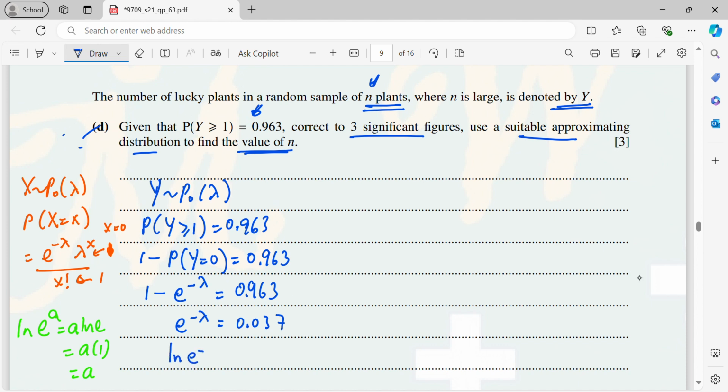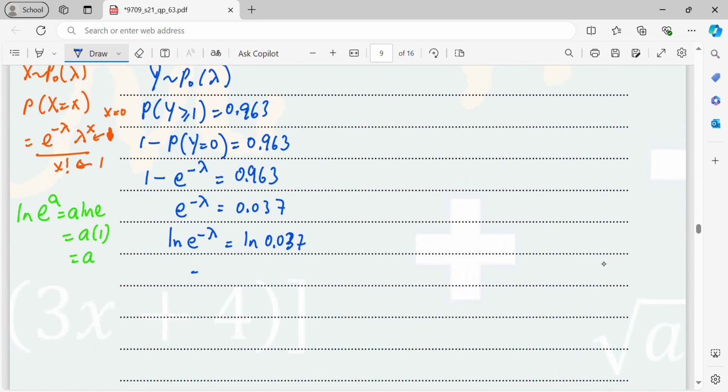So ln e to the minus lambda equals ln 0.037. Then from here, minus lambda on the left hand side, ln 0.037 on the right side. So now the minus moves to the other side, then you will be getting 3.30.